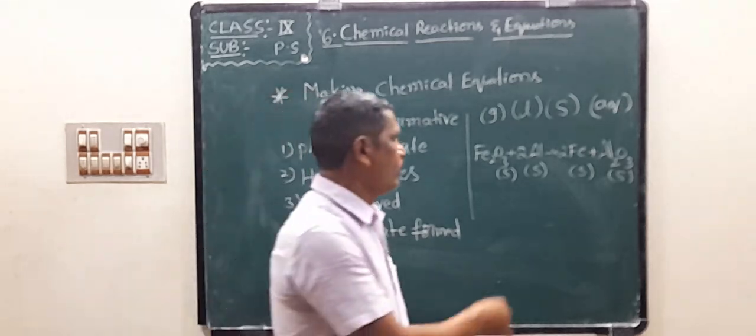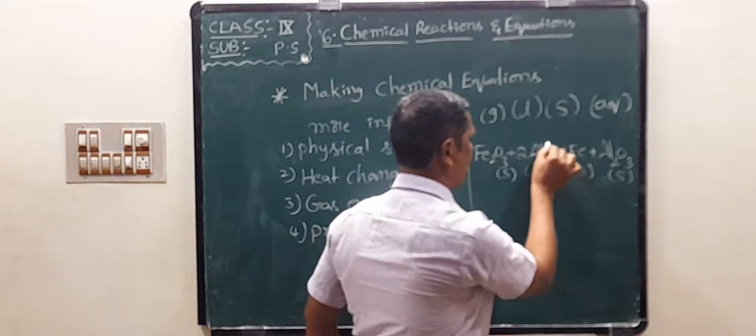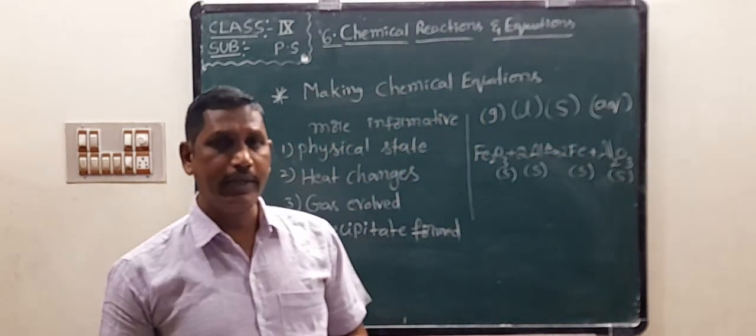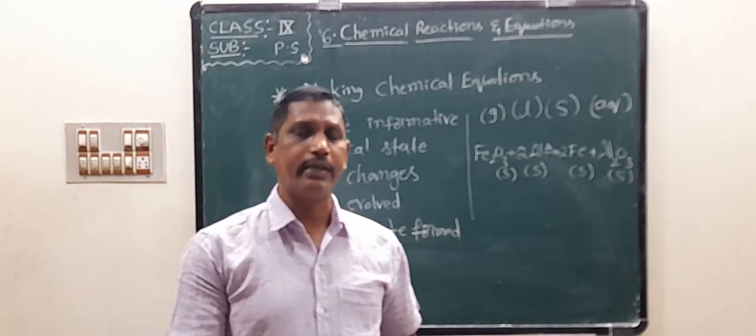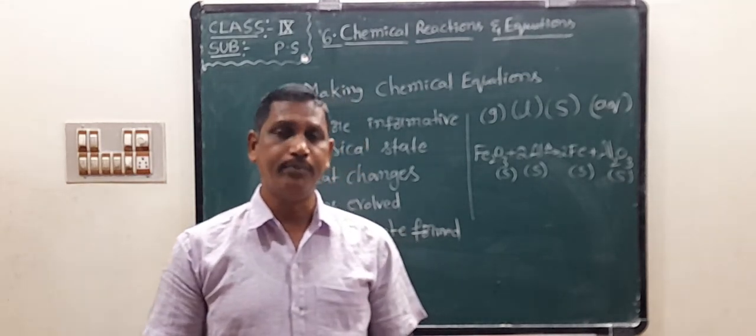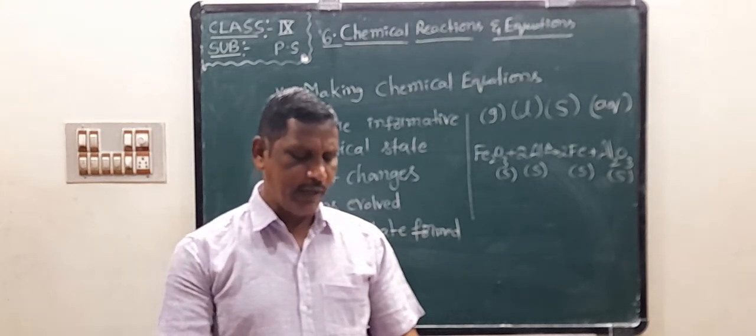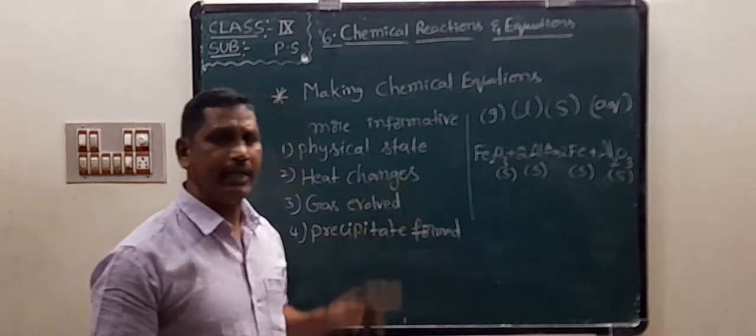Okay, here we put a small delta. This indicates heat. Heat is required for this chemical reaction. Delta represents heating. Second one, expressing the heat changes.